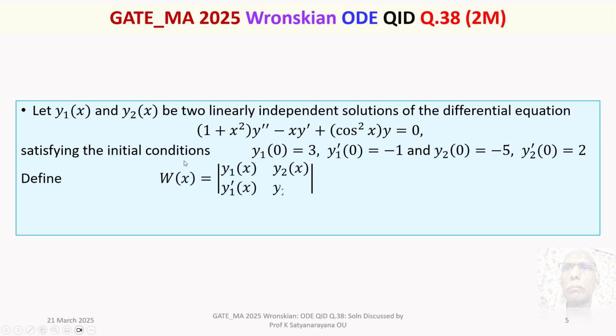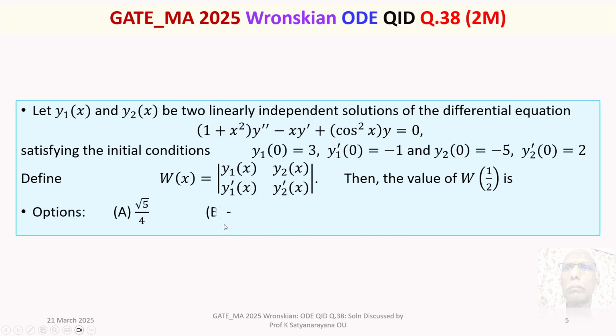Define w of x, the so-called Wronskian, equal to the 2 by 2 determinant whose first row is y1 of x, y2 of x, and second row is y1 prime x and y2 prime x. Then the value of the Wronskian w at 1 by 2 is, we are given 4 options. We very rarely come across concepts related to the Wronskian. Let's now discuss the solution of the problem in detail.